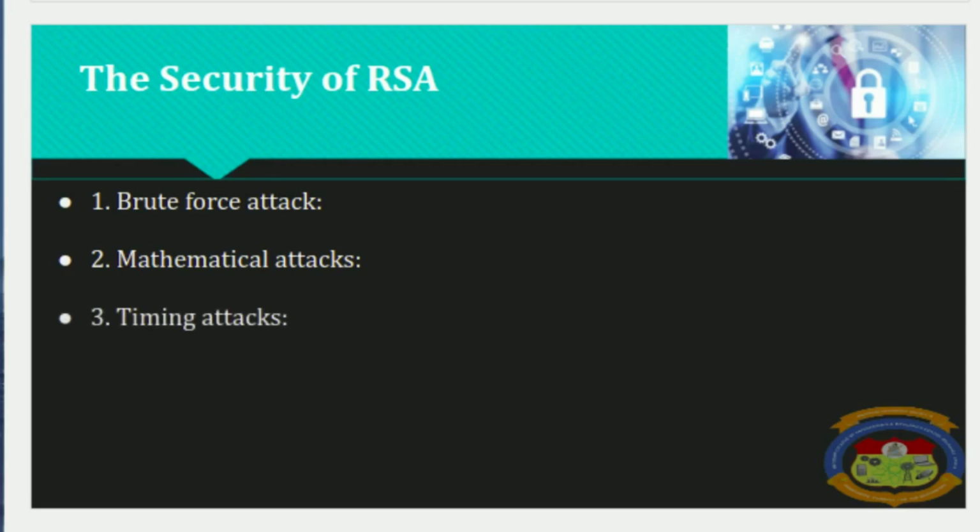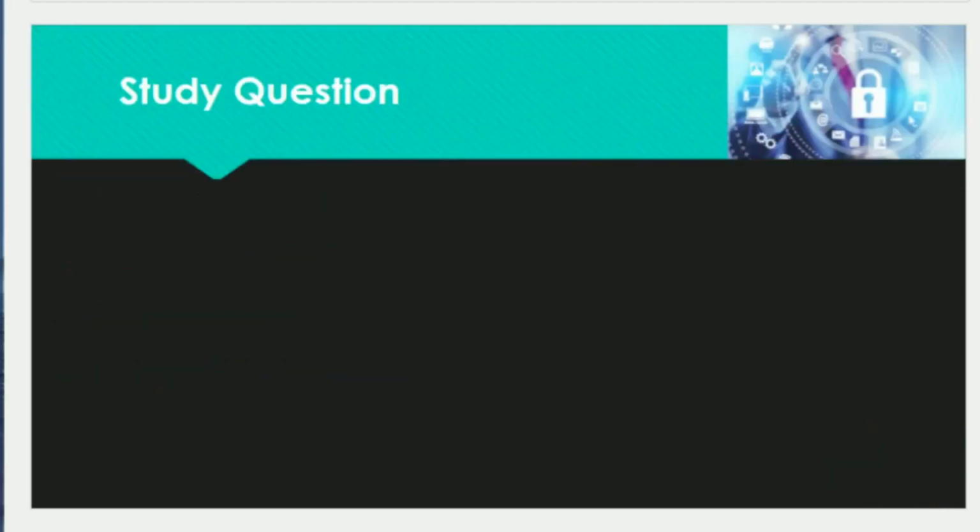Then the third attack is the timing attack. It depends totally on the running time of the decryption algorithm. Then one more possible attack is the chosen ciphertext attack. Here the attacker tries to attack on the properties of the RSA algorithm. Hope you understand the four possible attacks on RSA. Here we are concluding the computational aspects of the RSA algorithm. So next we will see certain assignment questions.